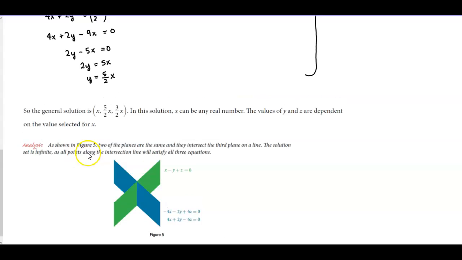So as shown in figure 5, 2 of the planes are the same and they intersect the third plane on a line. So the solution set is infinite, as all points along the intersection line will satisfy all 3 equations.